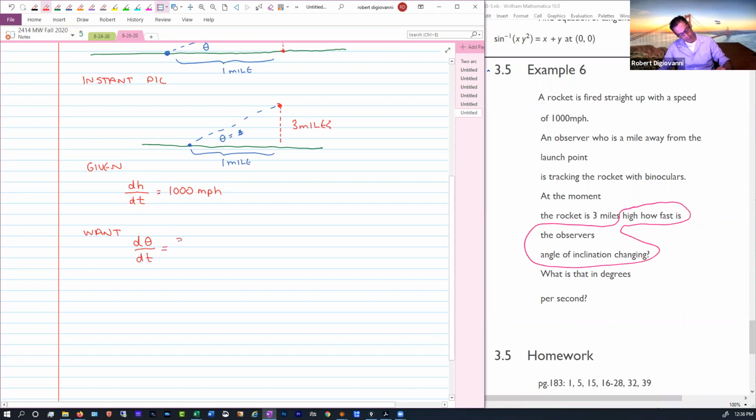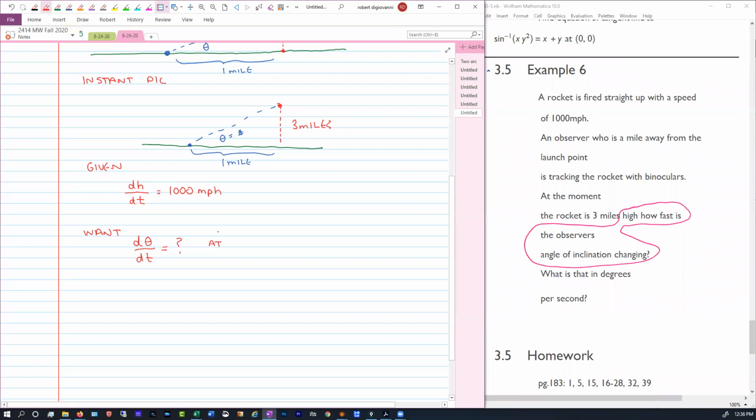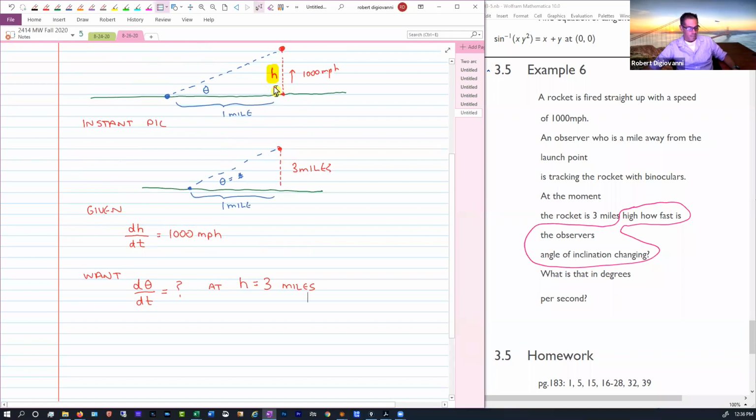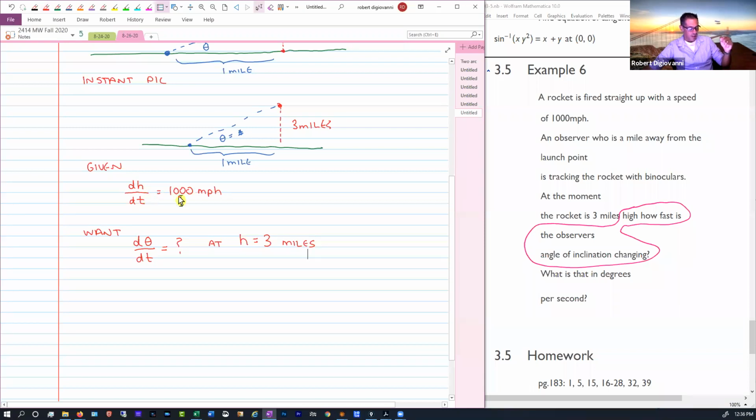And when do I want that? At exactly the moment the rocket is 3 miles high. So I want that at exactly the moment that h is 3. Okay, so recap. My rocket's moving. Here's a snapshot of the exact instant in time. I'm given how fast h is changing with respect to time. I want to know how fast the angle is changing with respect to time, at exactly the moment that the rocket is 3 miles high.